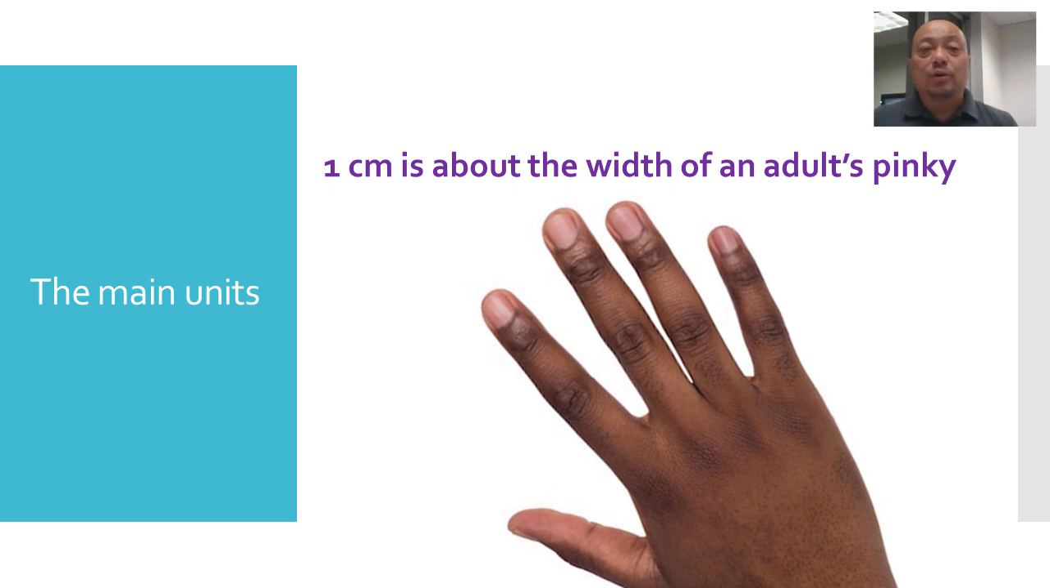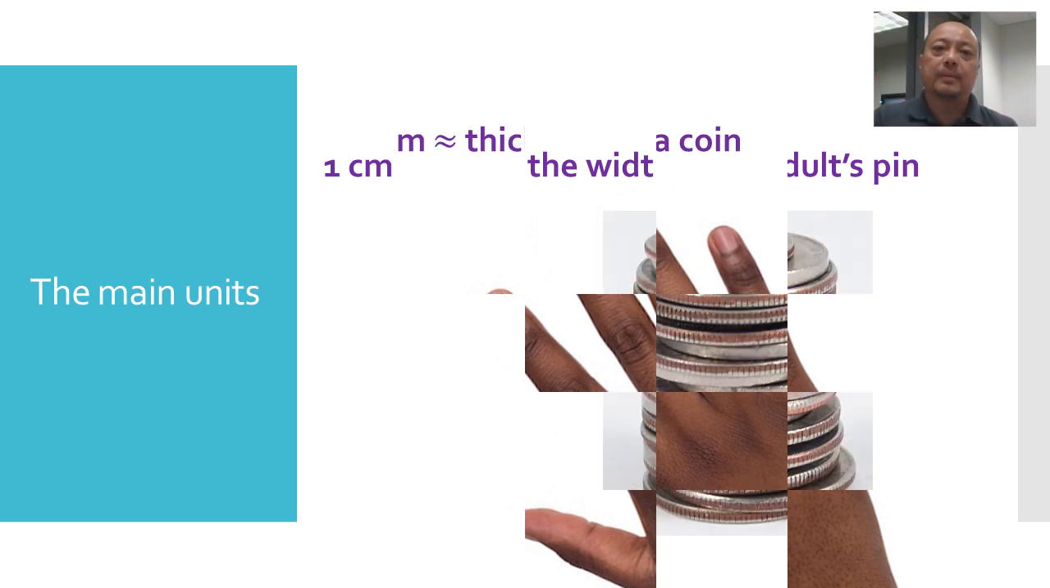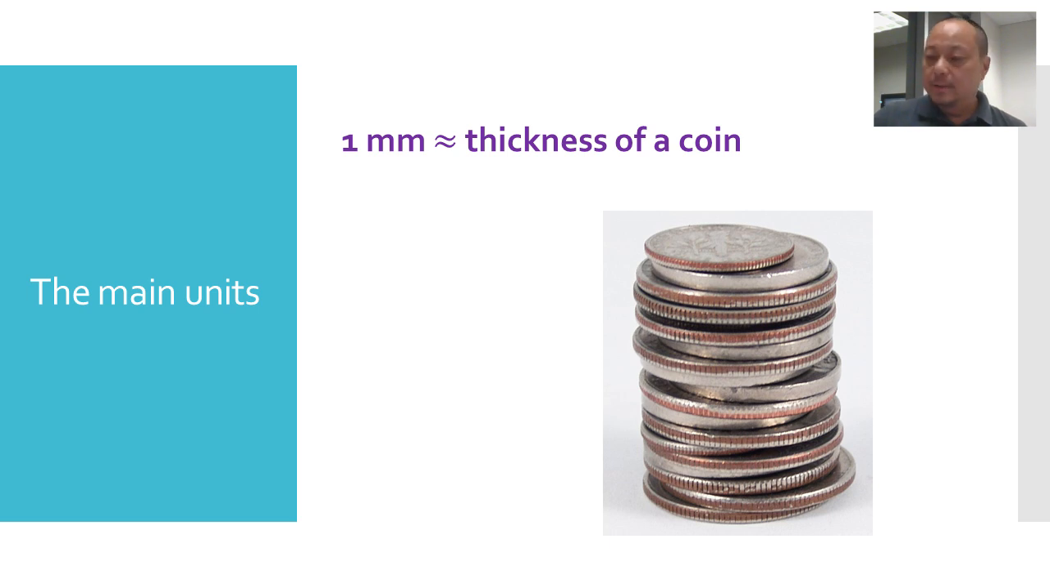Moving to centimeter, 1 centimeter is about the width of an adult pinky. 1 millimeter is about the thickness of a coin, more or less. Some coins are thicker than others, but they're all about 1 millimeter. That's the basics of units of length.